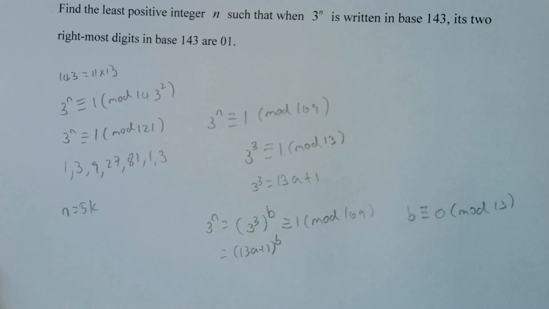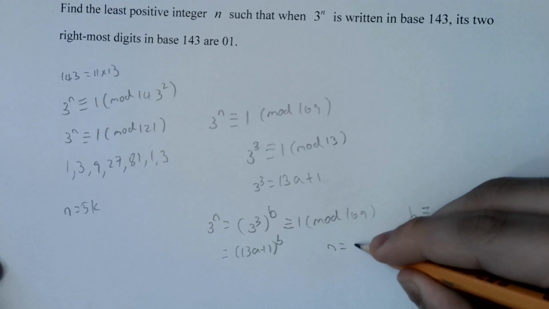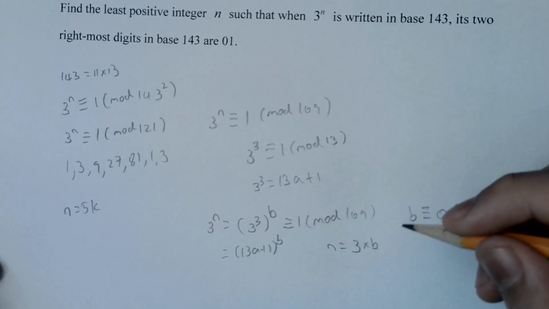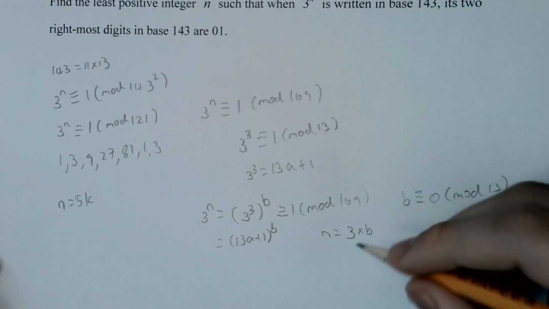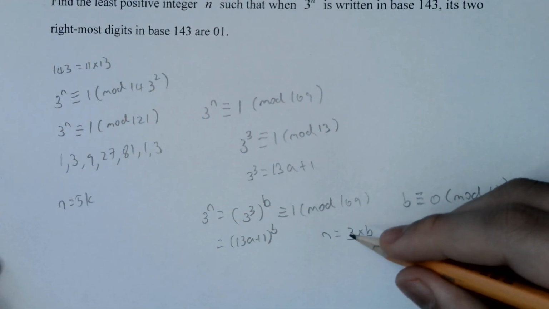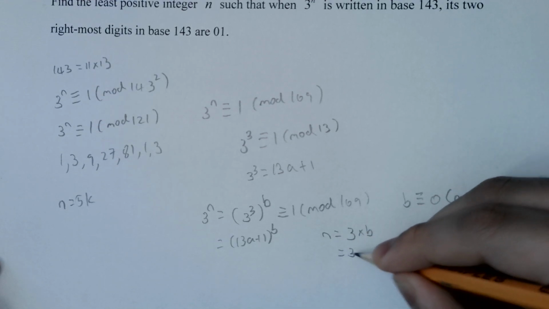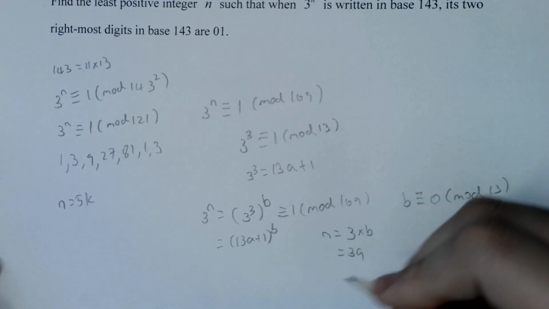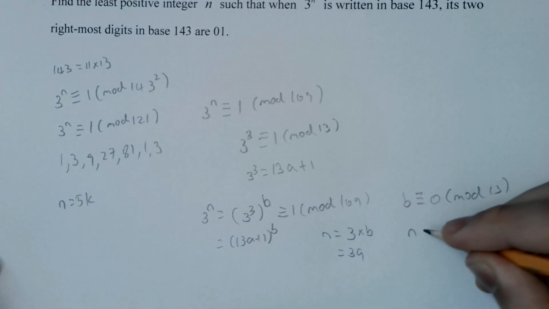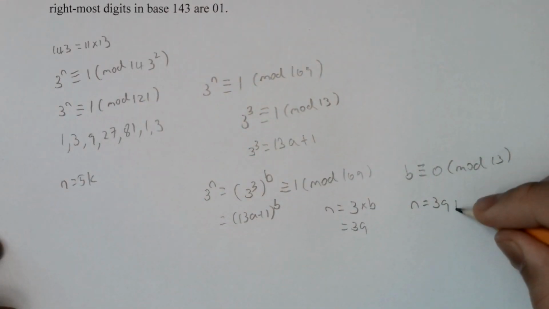Now that we know that b equals 13 works, we can see that n should equal 3 times b. For n to be as small as possible, b needs to be as small as possible, so we have n equal to 3 times b, or 39. So our cycle is 39, meaning it repeats every 39 numbers of n. So I can rewrite this as n equals 39p, for some integer p.